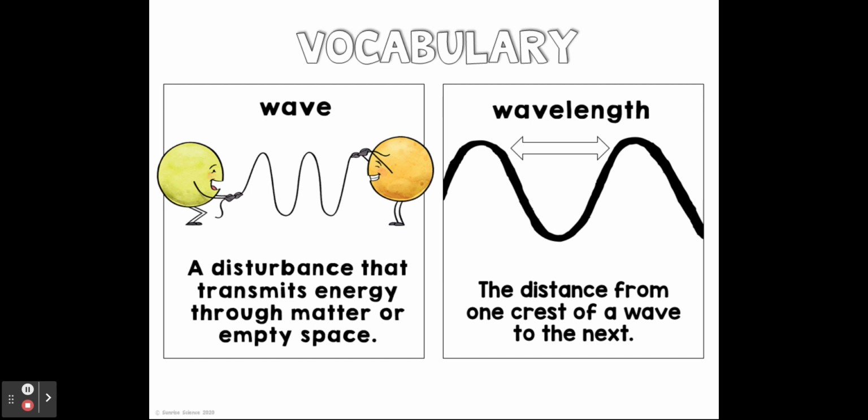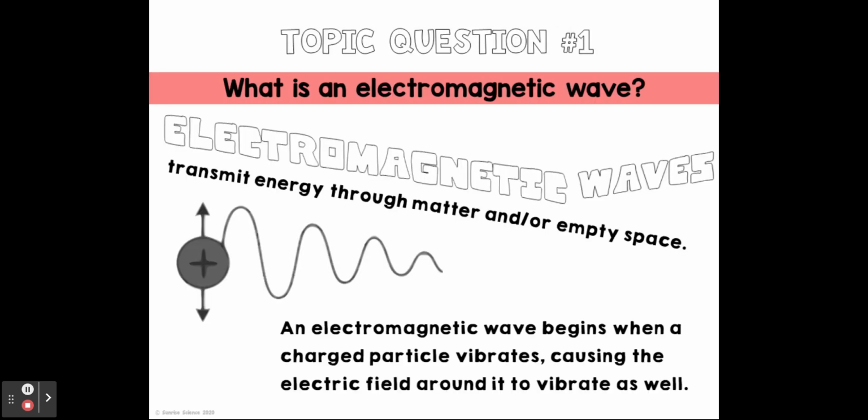And wavelength: the distance from one crest of a wave to the next, or trough to trough. We just did one in some other notes where it started at the resting position, went down, and came back to the next resting position. So remember, there are a few different ways, but this one is saying crest to crest.